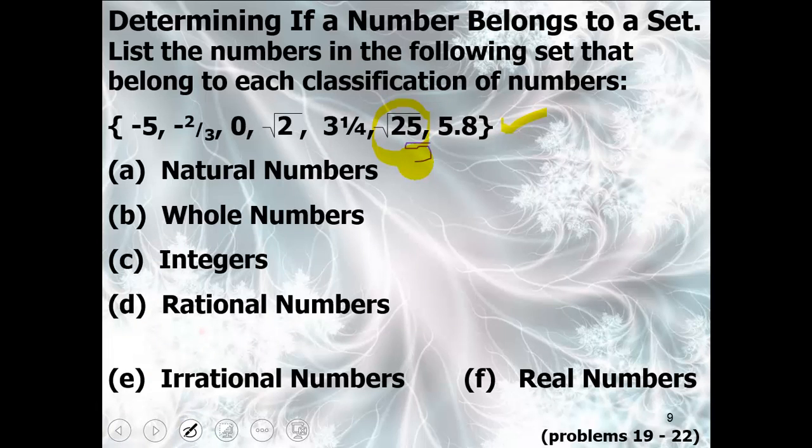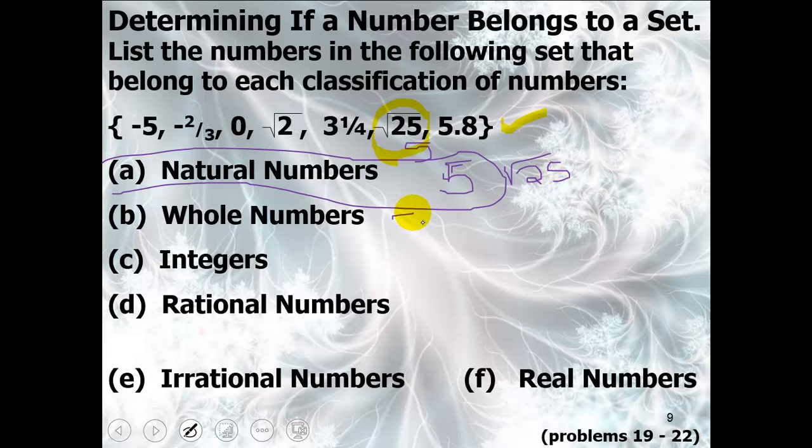Is -5 a natural counting number? No. -2/3? No. 0? No. Square root of 2? No, that's an imperfect, or non-perfect. 3 1/4? No. 5? Yes. 5.8? No. So the only natural number there is the number 5, or the square root of 25 is a natural number. The whole numbers are going to be any natural numbers.